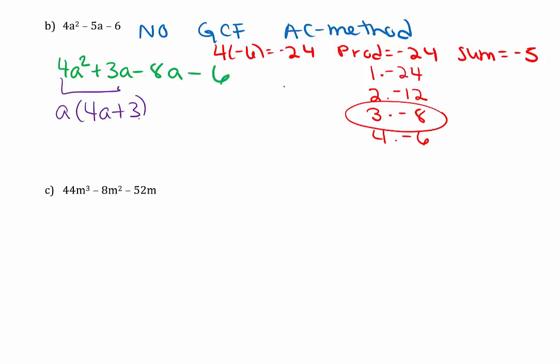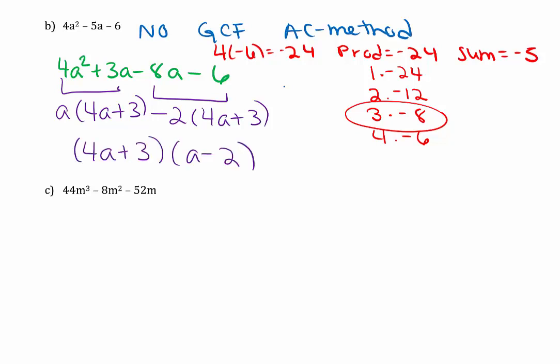I'm going to now use the grouping technique, and in the first 2 terms we can pull out an a, and we're left with 4a plus 3. I'm going to take a negative 2 out of the second 2 terms, and that'll change the signs. Pulling out a negative changes the signs. So now I also have a 4a plus 3. The 4a plus 3 comes out front. We're left with an a minus 2. And that's our answer in factored form.